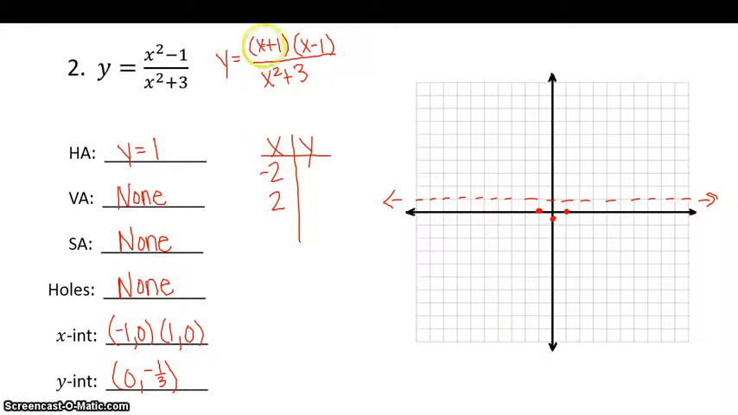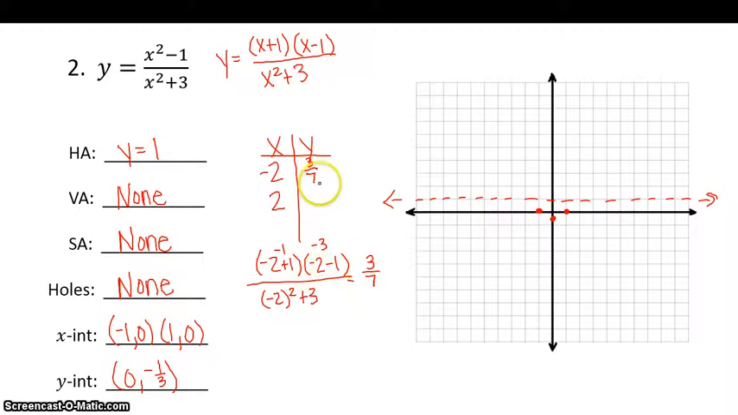So if I plug in -2 up here, so -2 plus 1, -2 minus 1, all over -2 squared plus 3, oops, minus 1. So that'll be -1 times -3, which is positive 3 when you multiply those. That'll be positive 4 plus 3 is 7, so that's 3/7.